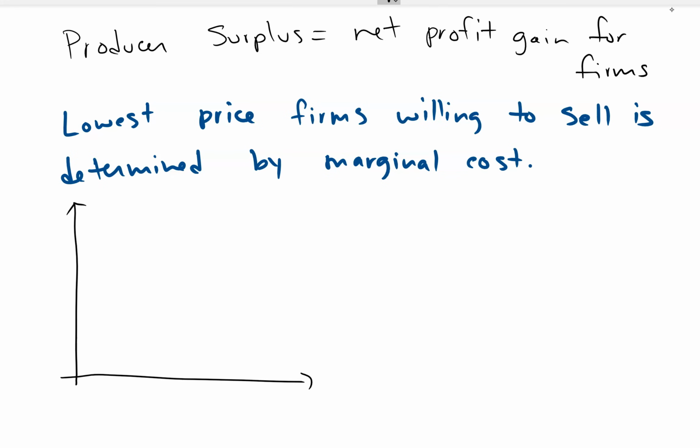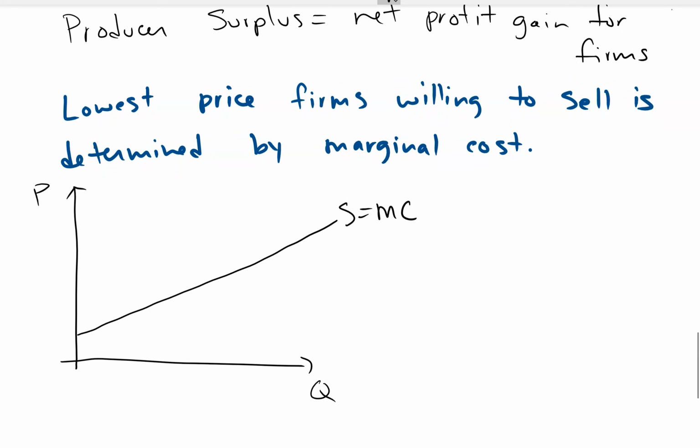Now we can draw our supply curve. This is our supply, and we're going to say it's equal to marginal cost. Let's say $10 for this good is the lowest they would be willing to go, because no one can make the good for less than $10. Every unit is going to cost at least $10 to make, so they would never sell anything at a price lower than that.